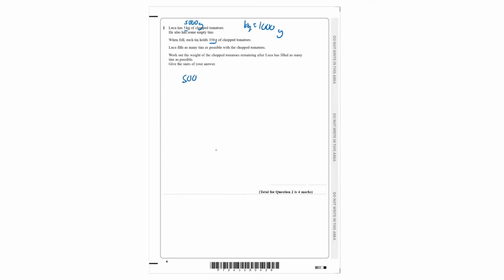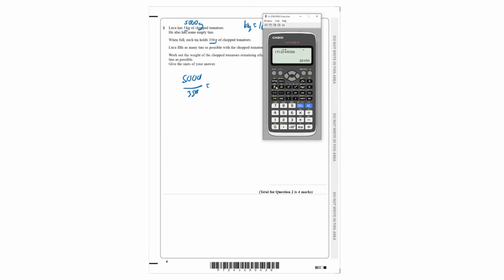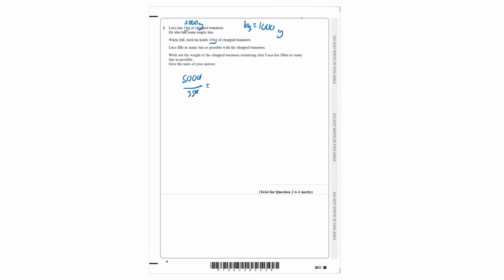So we have 5,000 divided by 350. These cancel out, and we have 500 divided by 35. We can find this out. 500 divided by 35 gives us 14.28. Now, the 14 is the whole number. What we want is the decimal.